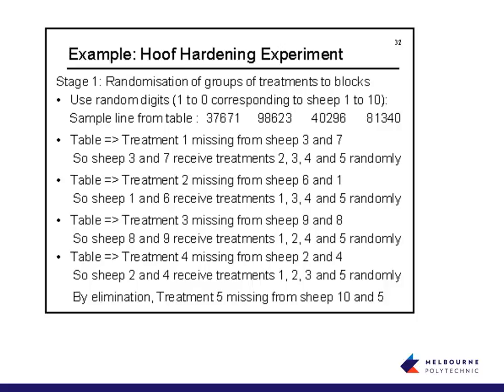I should point out, so where do you get the 10 from? 10 in this case will be 0. So wherever a 0 comes up, that would be sheep 10. Treatment 2, we just move along the line and find which 2 sheep treatment 2 is missing from. So the next number is 6, so it'll be missing from sheep 6. Then the next number is 7. We've already got treatment 1 missing from 7, so we move to the next number, that's 1. So treatment 2 is missing from sheep 1 and 6. We do this for the rest of the treatments and we find the 2 sheep that each treatment is missing from in turn.